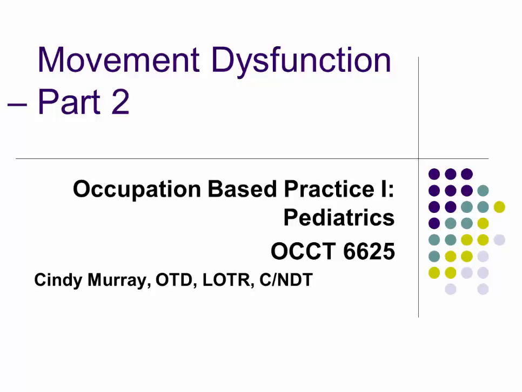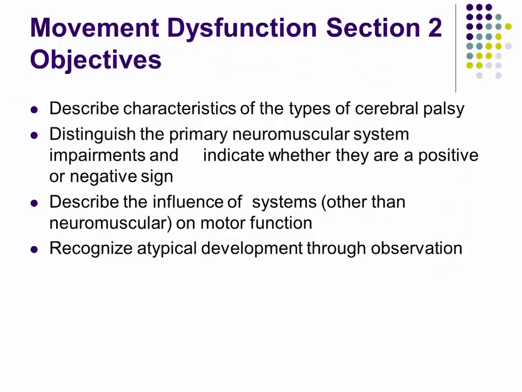This is part 2 of the movement dysfunction lectures, and in this lecture we're going to look at the characteristics of cerebral palsy, specifically focusing on the neuromuscular system. But in addition to that, we're going to look at all of the contributions to movement impairment from other systems. And then we're going to look at some pictures of children and try to recognize atypical development through observation.